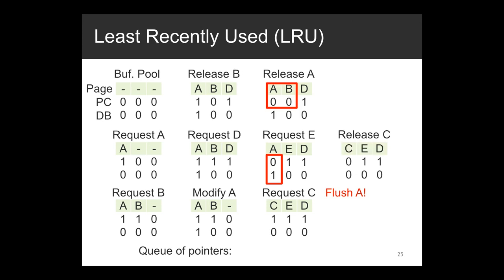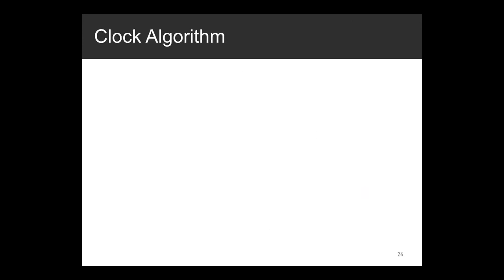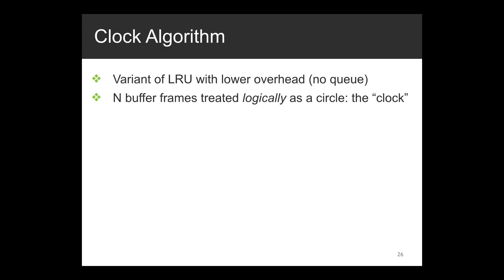So then you have release C, so that's down and so on. Now coming to the clock algorithm, which probably the TA talked about, it's basically a variant of least recently used, wherein you don't have a queue data structure, so you store less information.